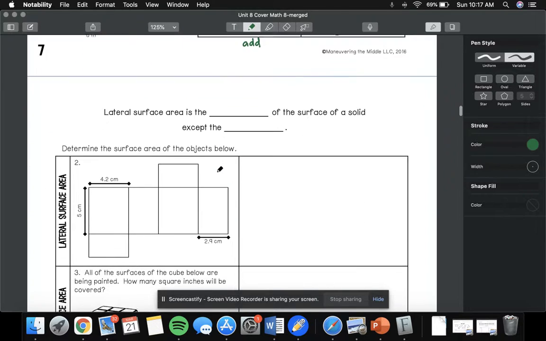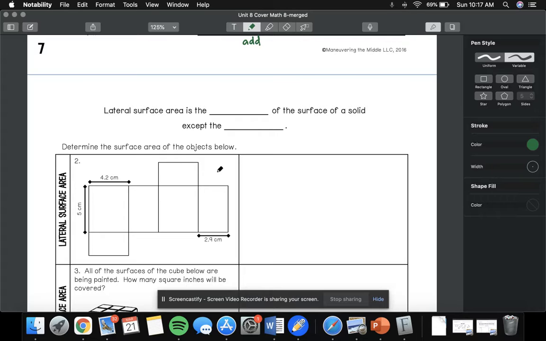All right, on page 8. Next, we're going to talk about lateral surface area. And that is the covering of the surface of the solids except for the bases. So this would be like if you were covering a soup can. Soup can goes around a can, but it doesn't cover the top and the bottom, okay? So we will get to cylinders later, but we're basically just not going to add the bases to it, okay?